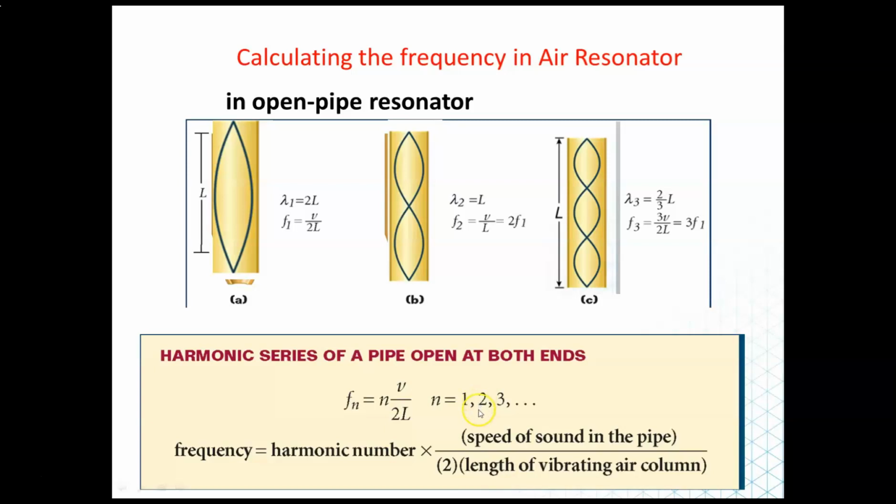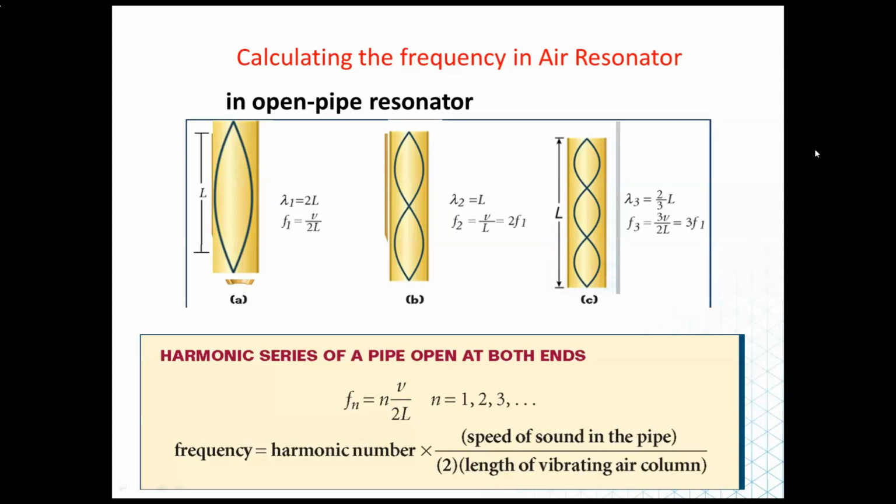The same thing if I substitute with 2. In this case, it will be F2 equals 2V over 2L. Now, in the open pipe resonator, I have the first harmonic, which is the fundamental, and I have the second harmonic, and the third harmonic. So in this case, the open pipe is going to resonate.